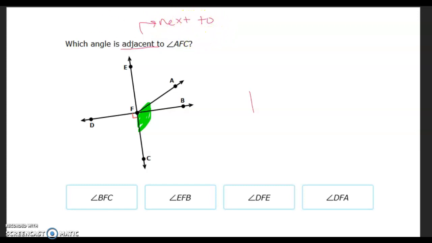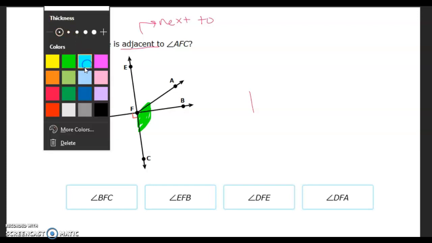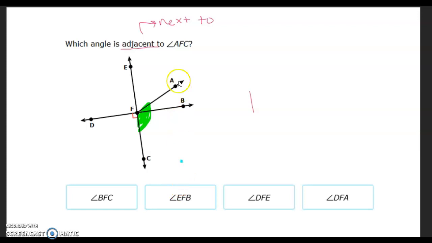Okay, so now let's look at our angles, and we need to find angles that are adjacent or next to AFC. So let's do BFC. Okay, so we have B, F, and C. So that is this angle. That is actually not adjacent to, it's actually included. So that's not going to work.